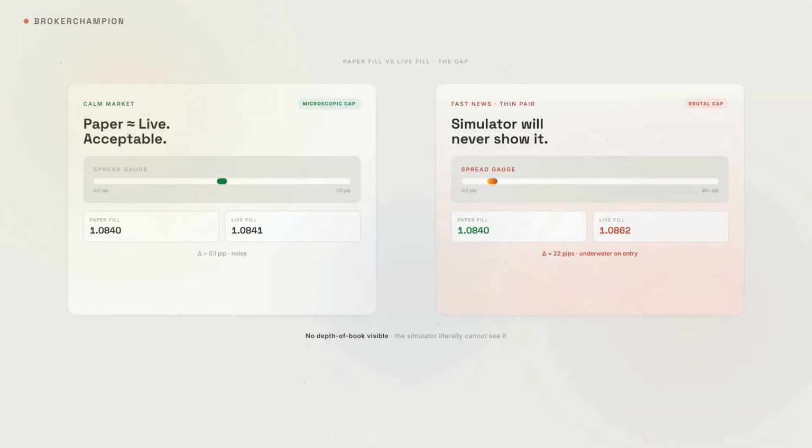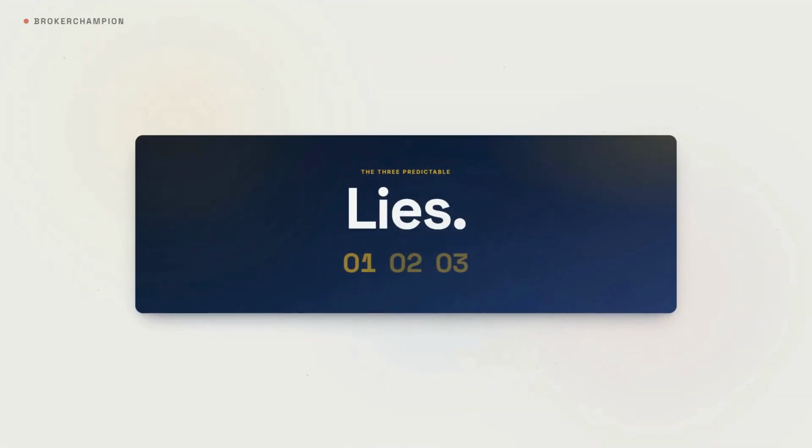On a calm market, the gap is microscopic. On a fast news release or a thinly traded pair, the gap is brutal, and your simulator will never show it to you because it can't see the depth of book in the first place. Which brings us to the 3 predictable lies.